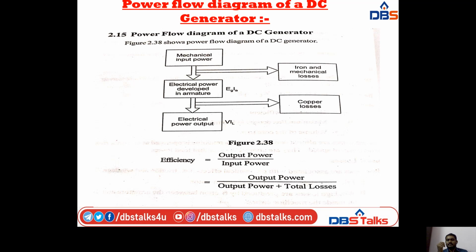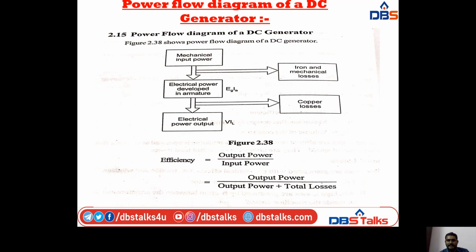So from this, the formula for the efficiency is the ratio of output power to input power. And we will write input power in other words as output power plus total losses, for a DC generator only, not for a DC motor. It is only for a DC generator. This is the power flow diagram of a DC generator.